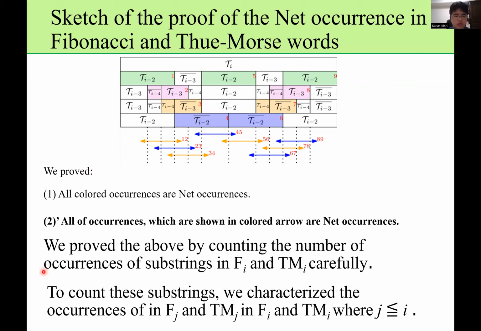And in order to count the number of these substrings, we characterize the occurrences of the smaller Fj and TMj in the bigger Fi and TMi. Next we will introduce how to characterize these occurrences.